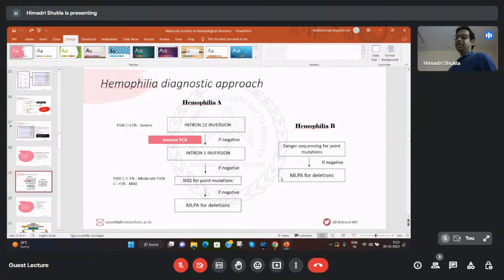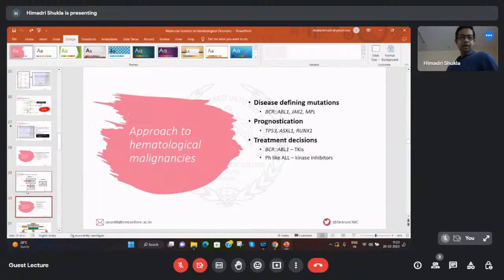If it's hemophilia B, we directly look for point mutations. In fact, hemophilia B is factor 9, right? So we look for point mutations in the factor 9 gene. So earlier we were doing sequencing. Now we are doing the factor 8 mutation analysis by NGS.